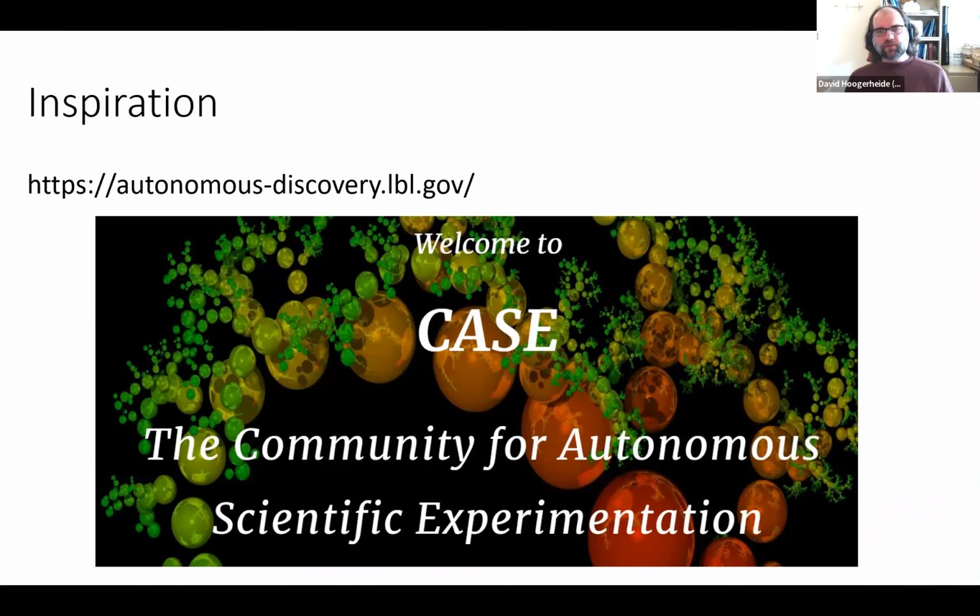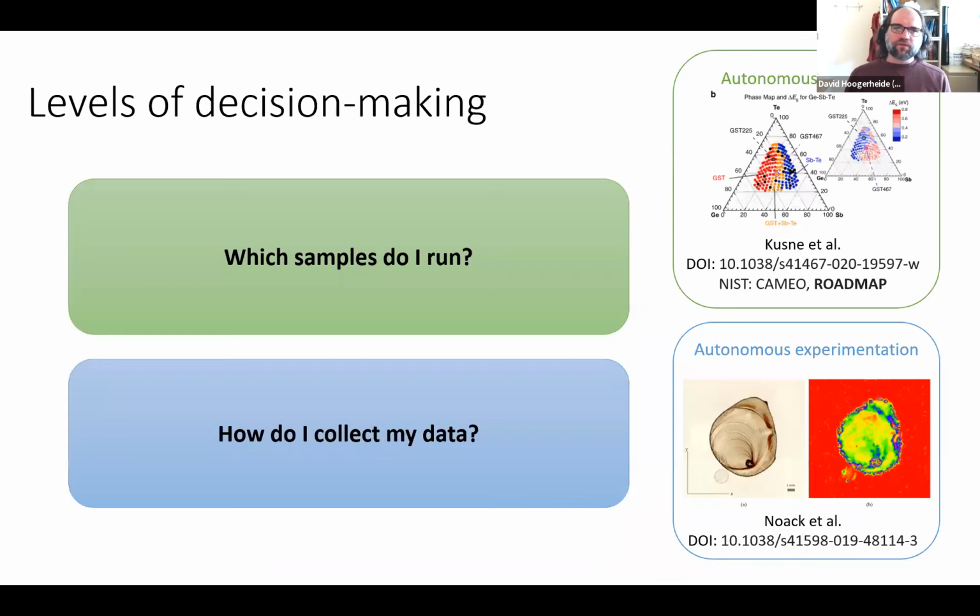So the inspiration for this really came from a workshop that Frank and I went to a couple of years ago, a workshop for autonomous scientific experimentation. And I'm sure many of you are quite familiar with this. When you're thinking about planning an experiment, there are often really two big questions. First of all, what do I measure? What samples do I run? And then secondly, how do I actually go about collecting my data? And in both of these cases, often it's useful to have some sort of artificial intelligence or machine learning algorithm that helps make some of these decisions for a user or for a researcher.